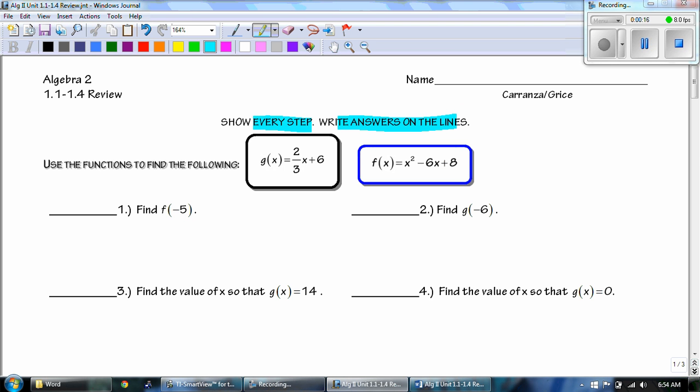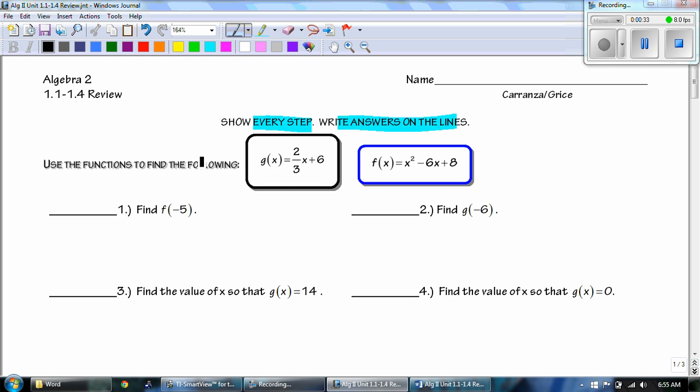So it says for the first four, use the functions to find the following. So we've got one equation of g of x and another function of f of x. So number one says find f of -5.